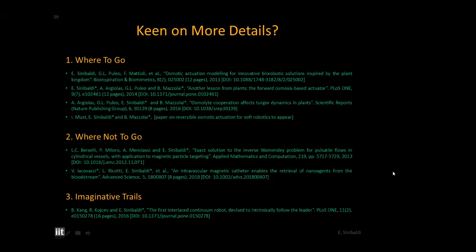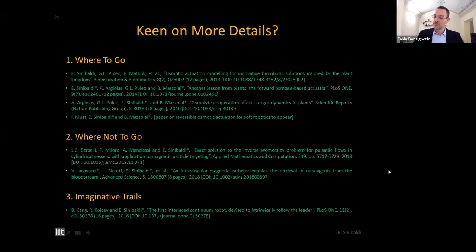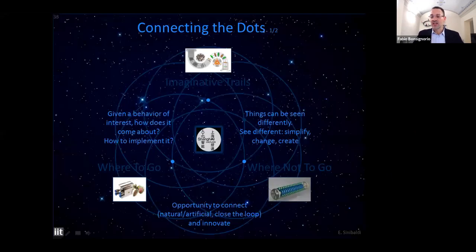See more details. Here I leave some references for the curious ones. And I just conclude by using two slides where I was pleased to recall some sentences that Fabio was really using in other lectures. So, Shanghai lectures, I mean, given a behavior of interest, how does it come about?